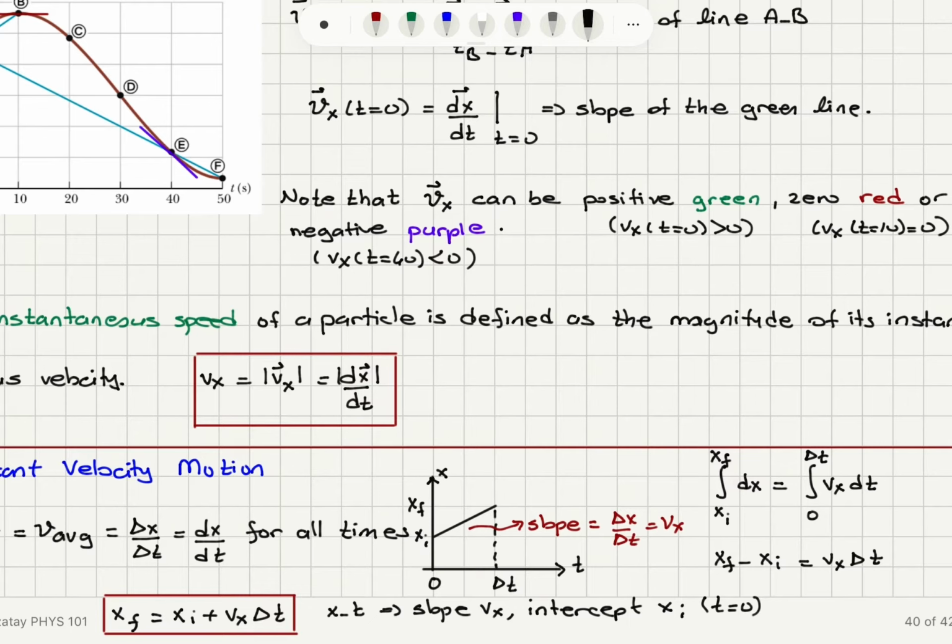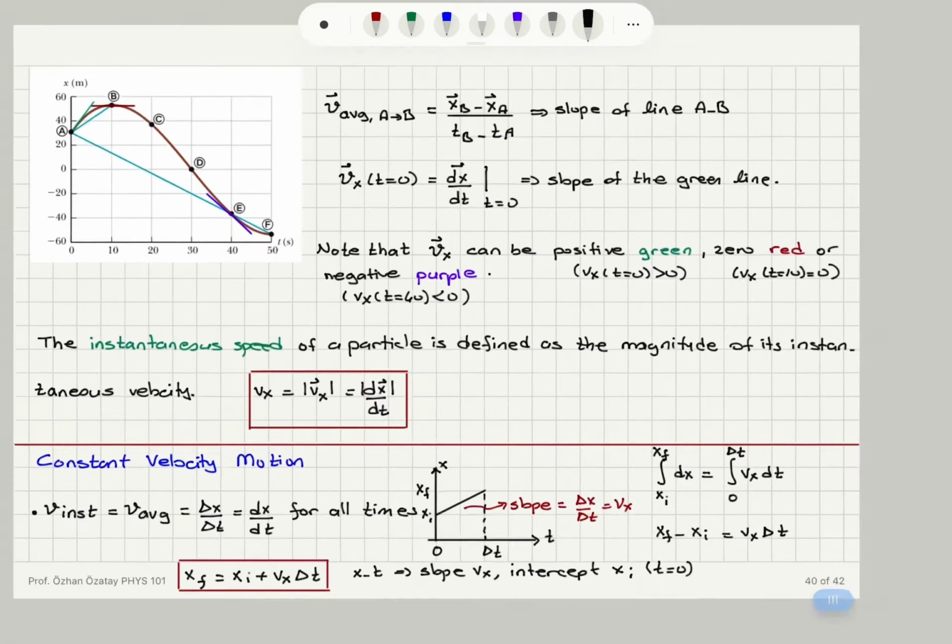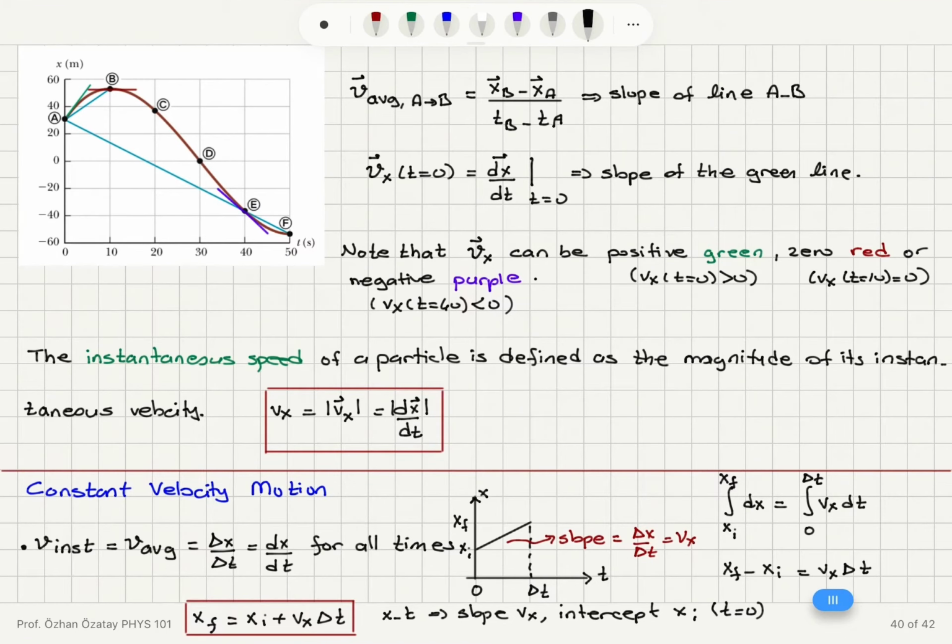So in the xt plot, the slope gives us Vx, the intercept at t equals 0 gives us the initial position of the particle, and the final position is related to the initial position by x initial plus Vx times delta t for constant velocity motion.